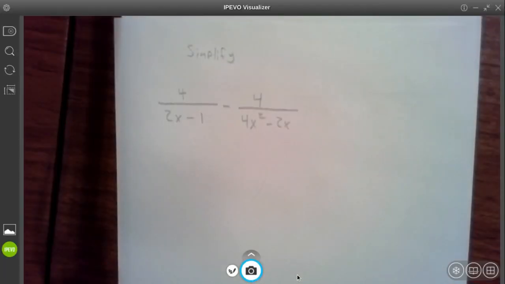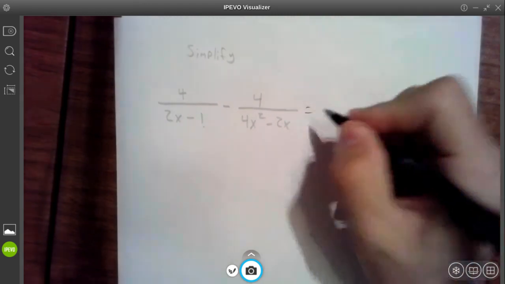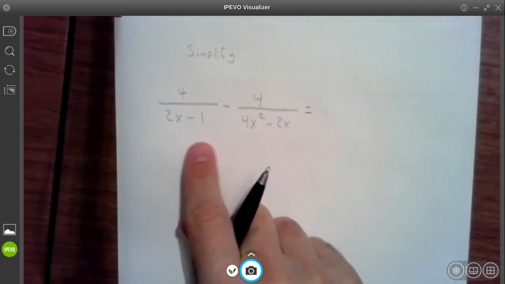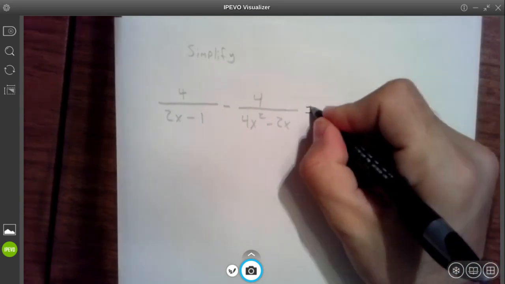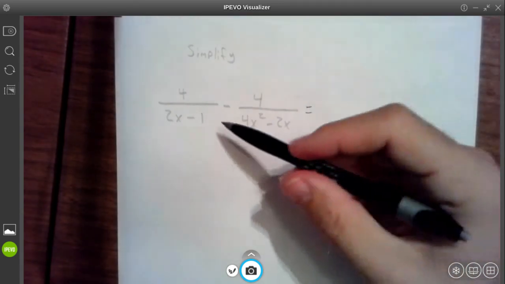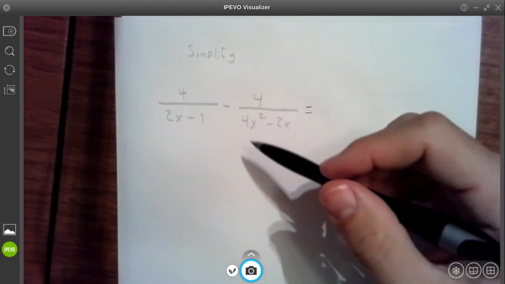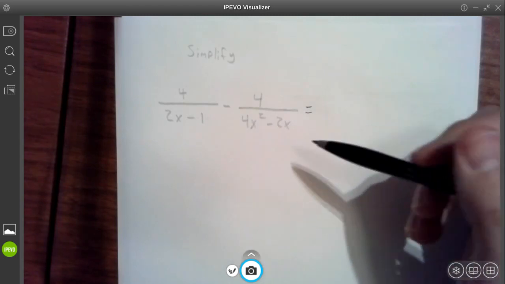All right, so we're going to simplify another rational expression here. The denominators are not the same, so I know that I'm going to have to make them the same in order to join the fractions and make it one fraction. But on this one, it's going to require me to actually factor first.